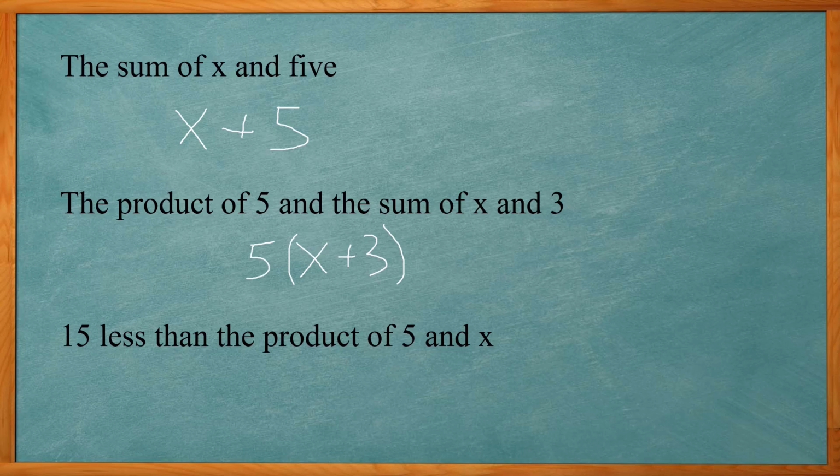Next one says 15 less than the product of 5 and x. Now remember when I said, less than basically comes at the end. I will subtract 15 from the product of 5 and x. So the product of 5 and x is 5x. And then 15 less, I want to subtract 15 from it.